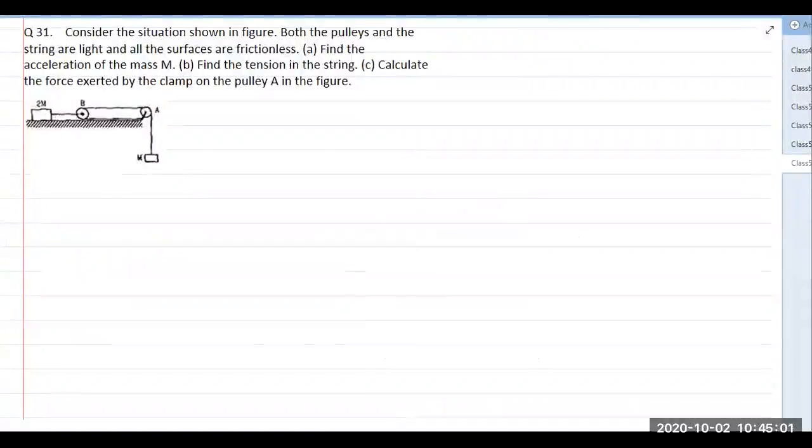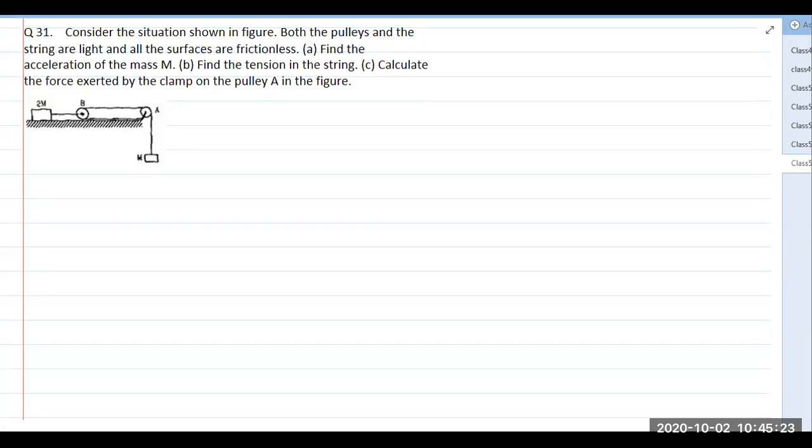We will see now this question. What this question says is, consider the situation shown in the figure. Both the pulleys and the strings are light. All surfaces are frictionless. Find the acceleration of the mass m.